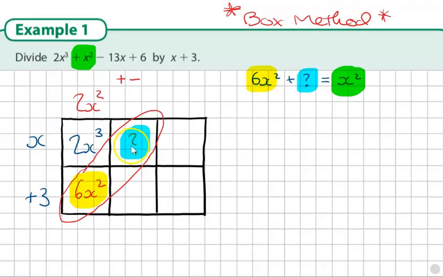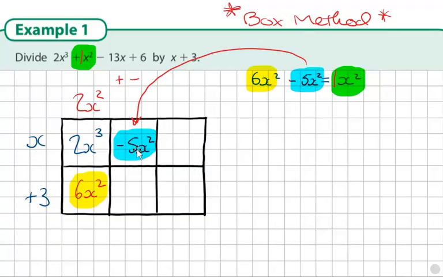We want to try and figure out what's in this box. We want to think, well, 6x squared plus what will give us the second term in our dividend? So will give us plus x squared or plus 1x squared. So 6x squared plus what gives us x squared? And remember, x squared is 1x squared. So it's going to be minus 5x squared here. So remember I said we add or subtract here. So just be careful, because when we say we add on a term, you can be adding on a negative term, and that's what we're doing here. So 6x squared minus 5x squared is 1x squared. So minus 5x squared goes into this box.